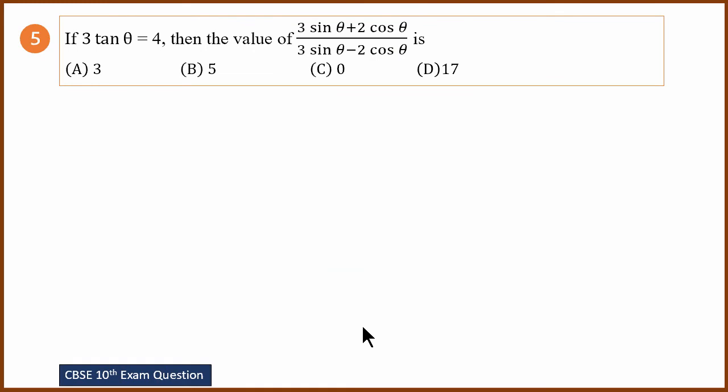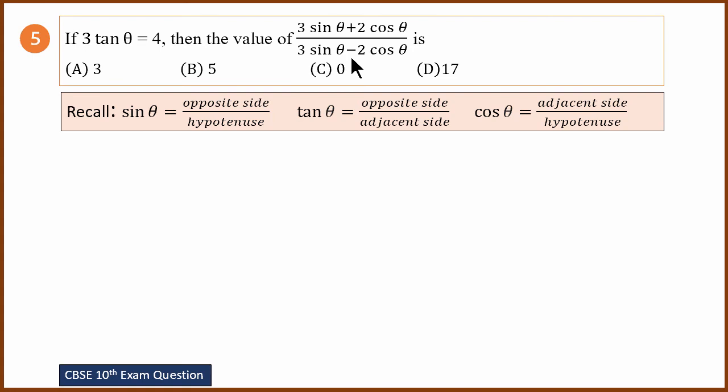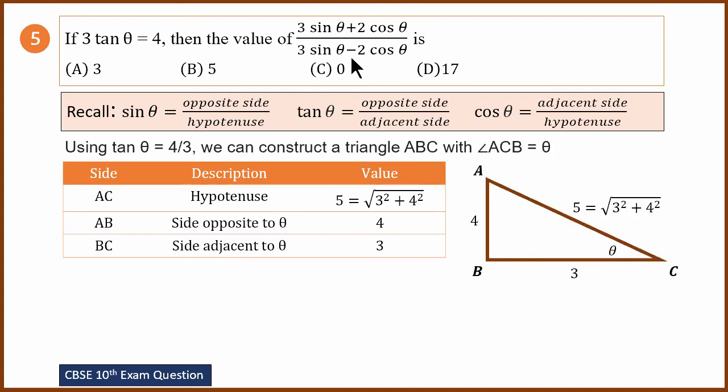Now, what if it's a difficult question? It looks complicated, but we can use the same method. In this case, we need the definitions of sine, tan, and cos theta. So we know tan theta is 4 divided by 3. Let us use that. Tan theta is opposite side by adjacent side. Opposite side is 4, adjacent is 3. Find the missing side, hypotenuse. 3, 4, 5 is a Pythagorean triple. So 5 is the missing side.